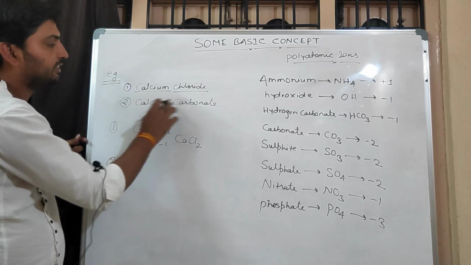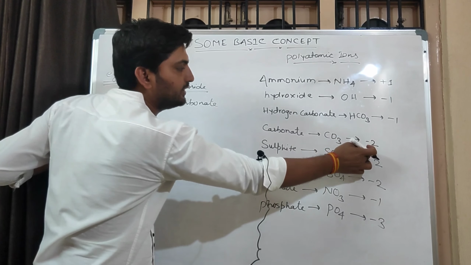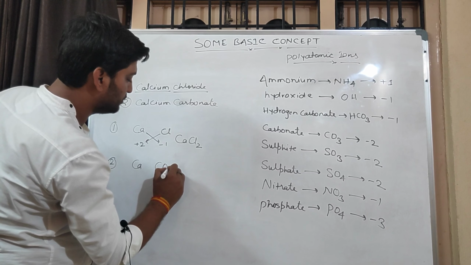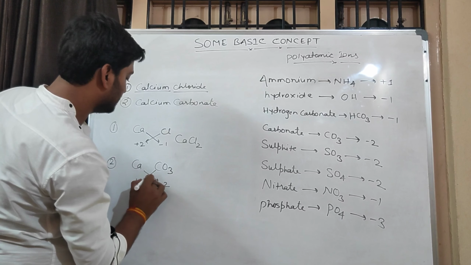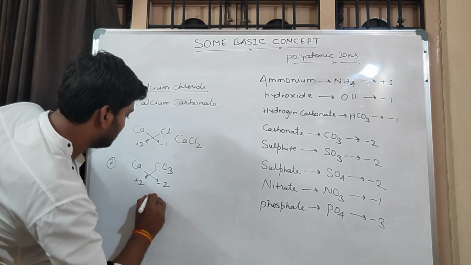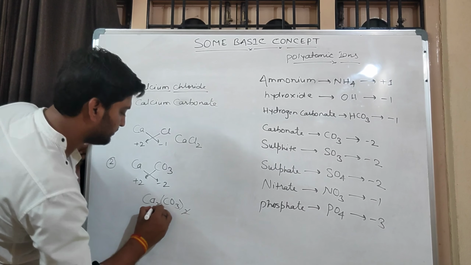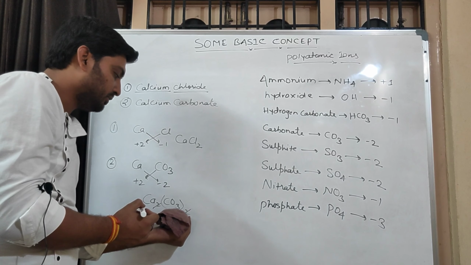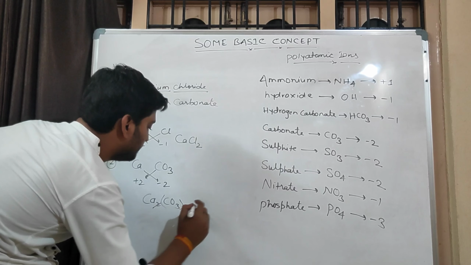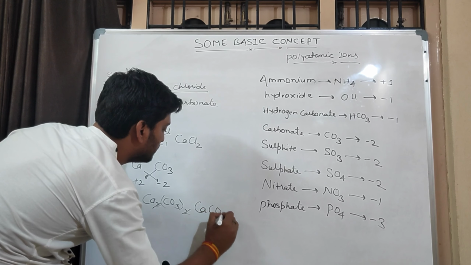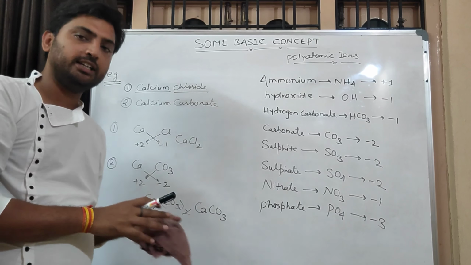Another example, calcium carbonate. Ca. What is carbonate here? CO3. Valency is -3. Sorry, -2. CO3 -2. Here it is +2. Cross multiplication, so here it will be Ca2(CO3)2. We can cancel out 2 and 2. So the formula of the compound becomes CaCO3. These are the compounds formed by polyatomic ions.